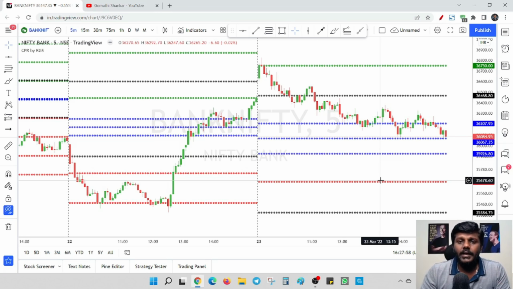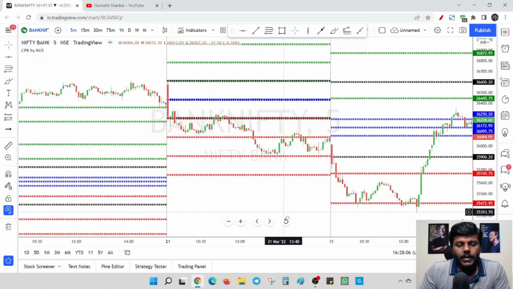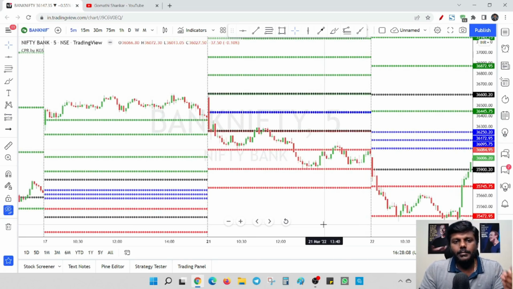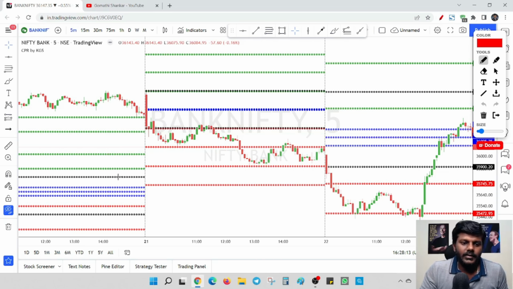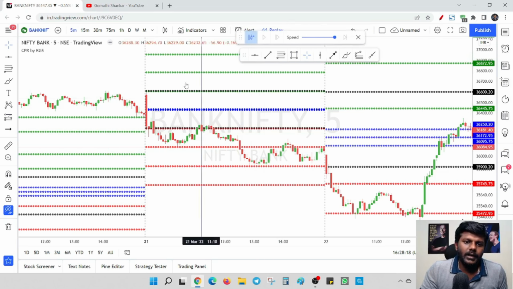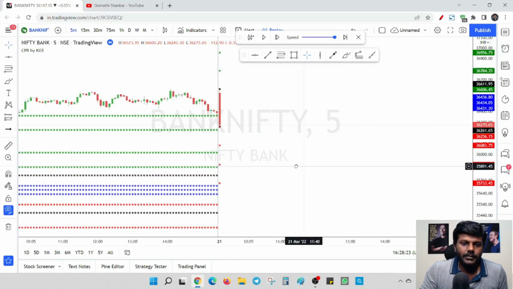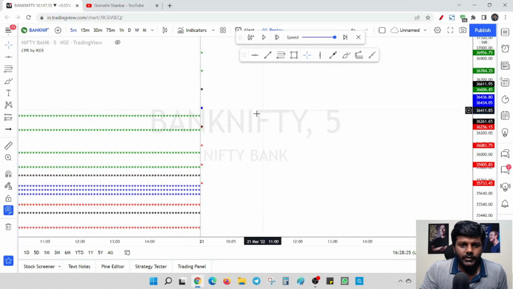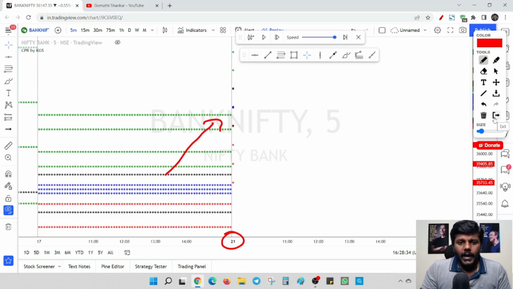Here I have taken Banknifty 5 minutes chart with daily CPR as an example. Let us see Banknifty from 17th March. If you observe 17th March as well as 21st March, on 21st March we had an ascending CPR. I am going to action replay and go to the first candle of 21st March. Now if you observe the first candle and the CPR, we are having an ascending CPR and we want the candle to stay above CPR for bullishness to continue.